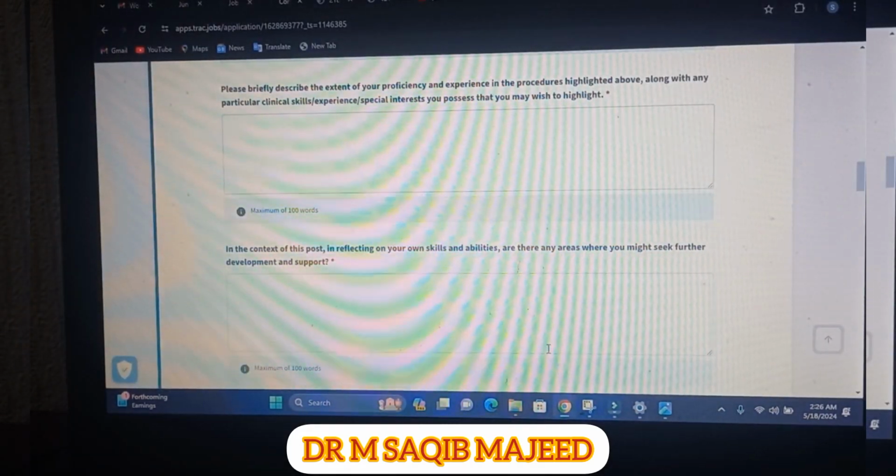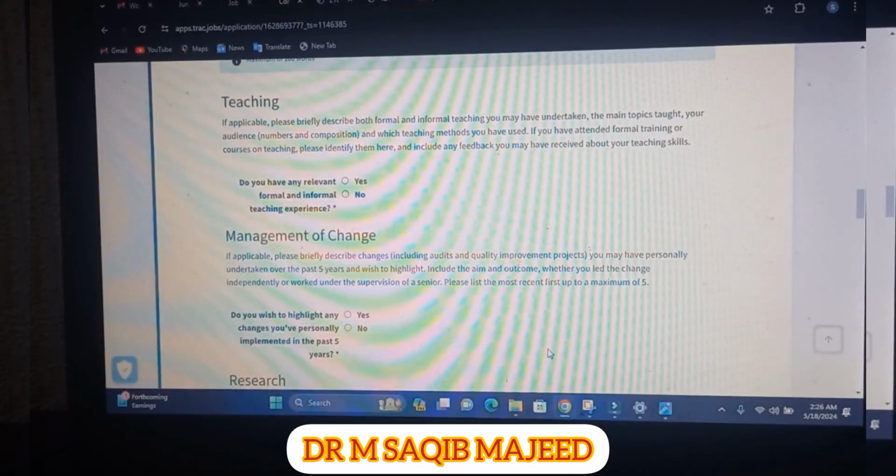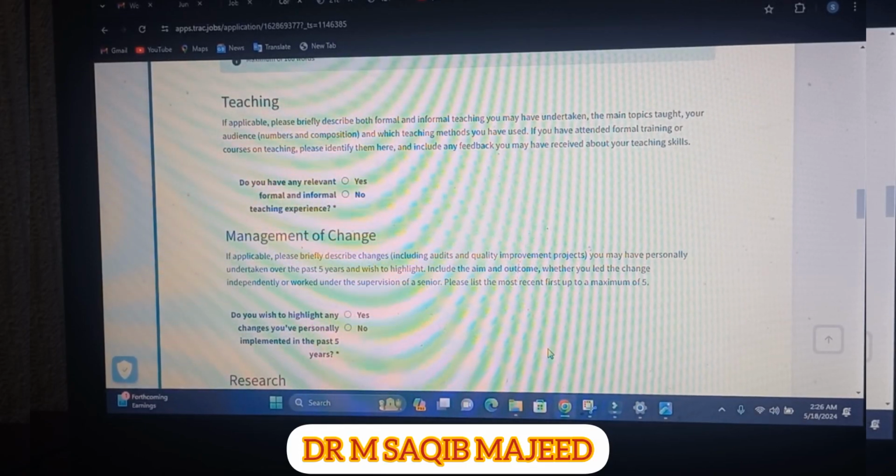And then we move downward in the application. You see the teaching segment, and one thing keep in your mind, try to fill every box of the application.